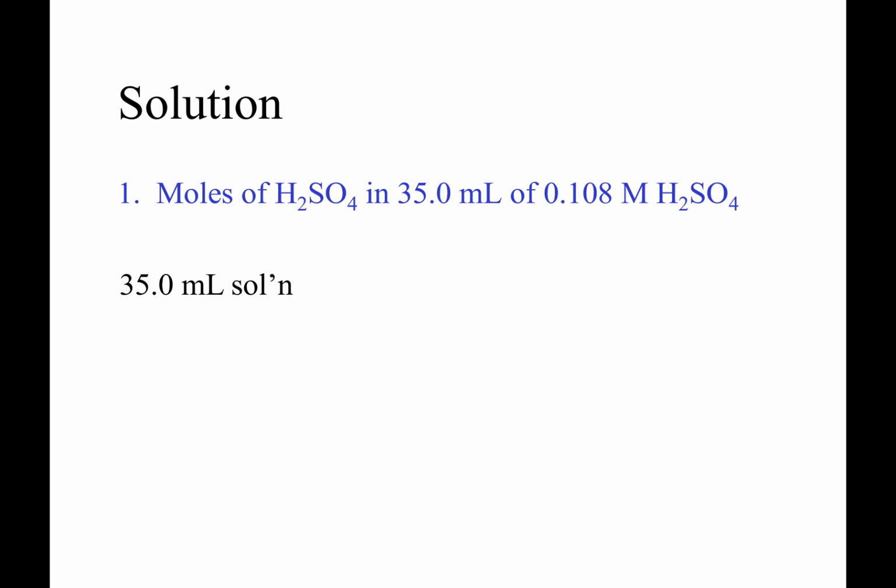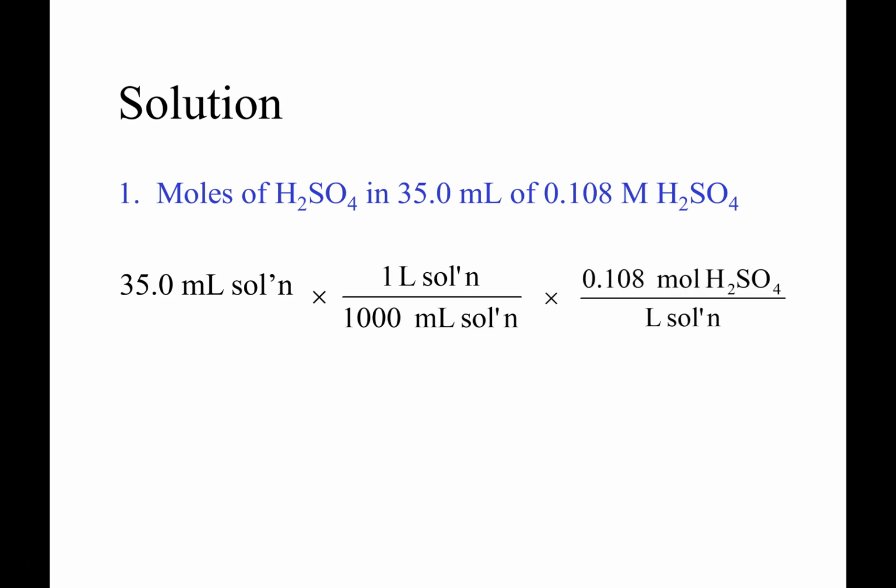My point was that molarity is moles per liter, and I can't do it with milliliters. I think we've done this before. I need to convert my milliliters into liters. So if I make my second term 1 liter over 1,000 milliliters, now I can simply introduce molarity. I'm not going to flip it because I want liters to cancel. So I plug in the 0.108 moles of H2SO4 per 1 liter of solution. Milliliters cancel, liters of solution cancel, and I'm left with moles of H2SO4, which is exactly where I want to be. With 3 sig figs, you're looking at 0.00378 moles of H2SO4.